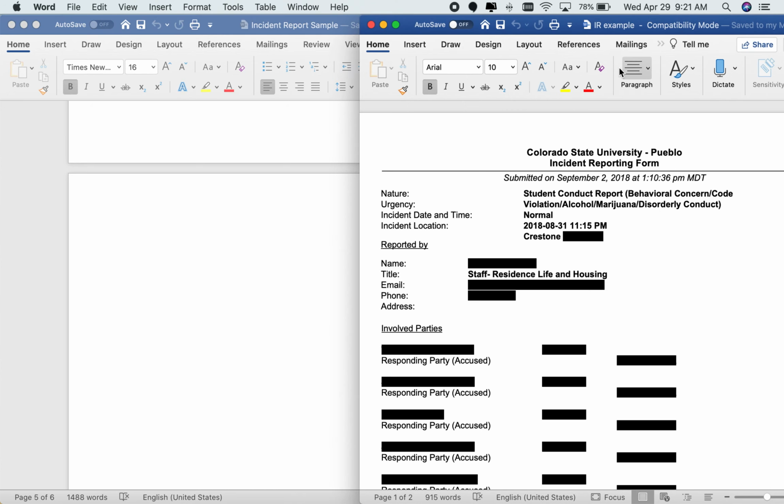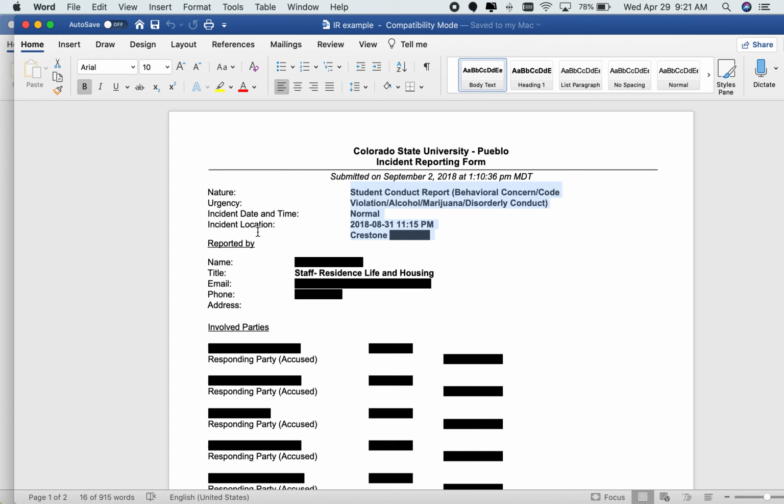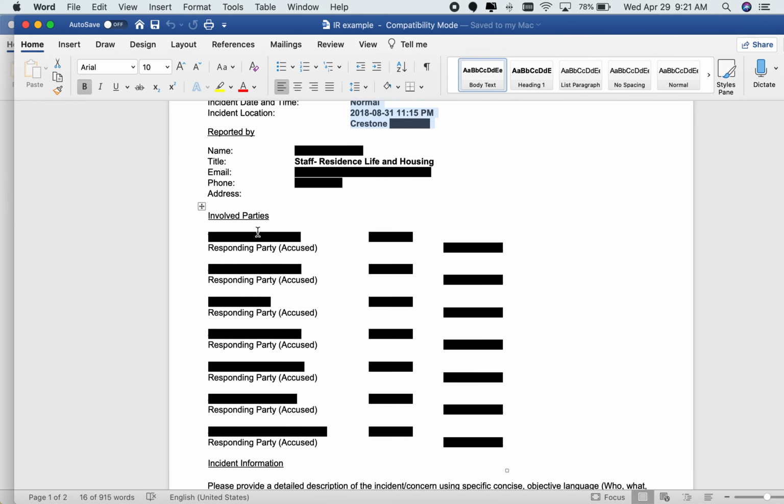So lastly, I just want to show you what the IR looks like when I receive it. Remember that form that I showed you how to fill out in the last video? This is what it looks like on the back end, and this is why it's really important to fill this out. This is the information that you fill out. You tell me all the information, where it was, etc. This is an actual report, so I did black out some of the information.